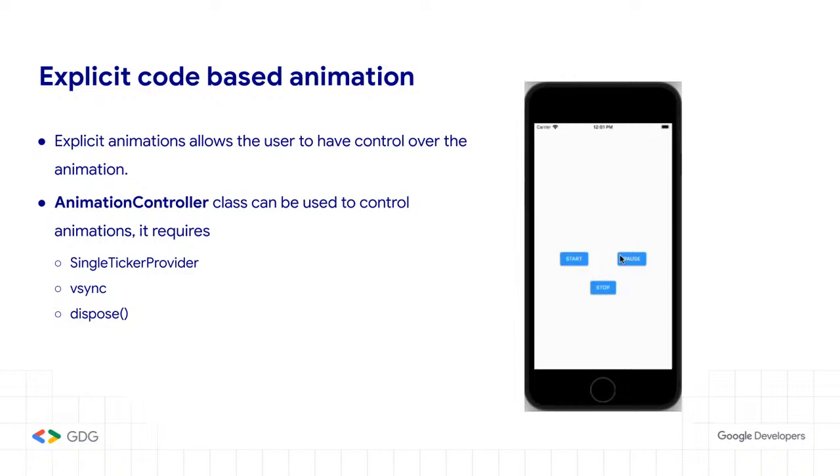They can either stop a container, pause, reset, or even start the container. So, how does the user control the animation? The user controls the animation using the animation controller class. Whenever we are in a stateful widget, if you want to add animation, you will have to use something called an animation controller, which will in turn use single ticker provider and also vsync.